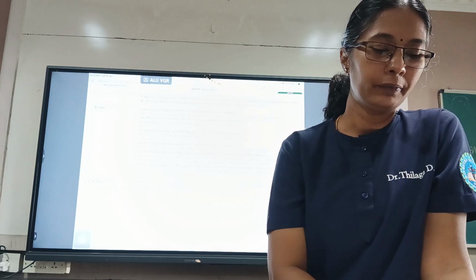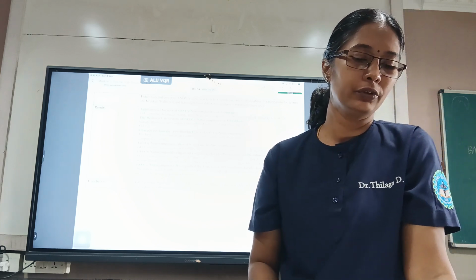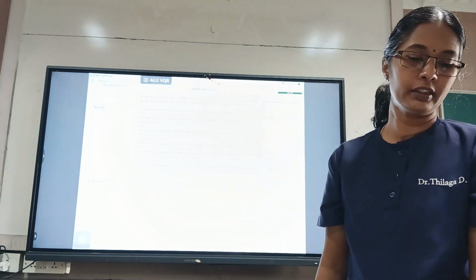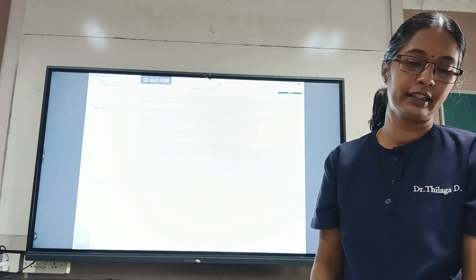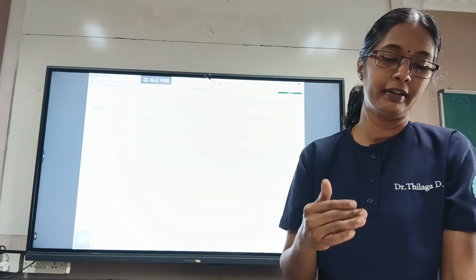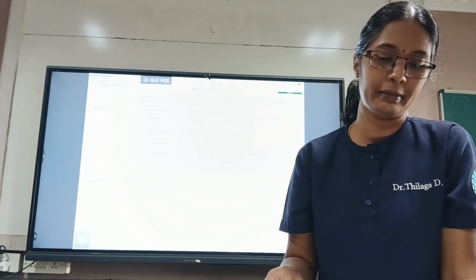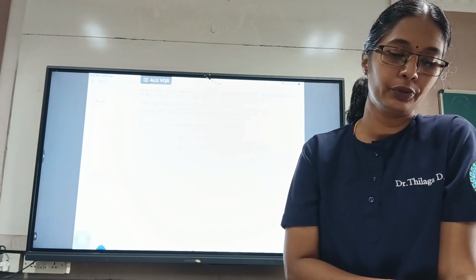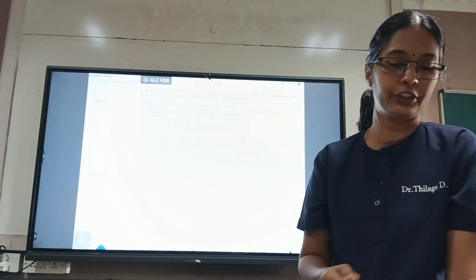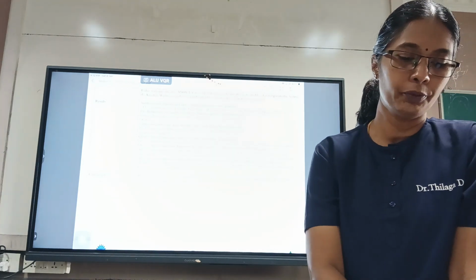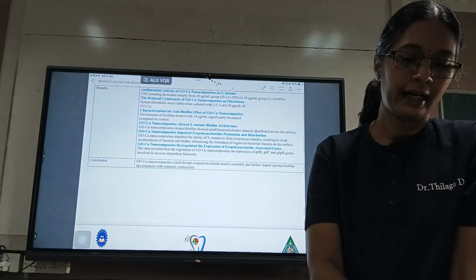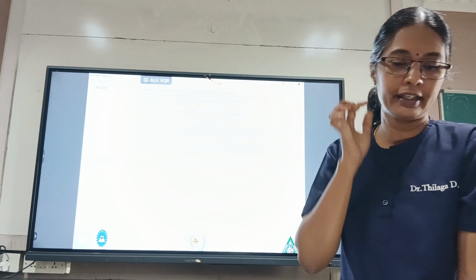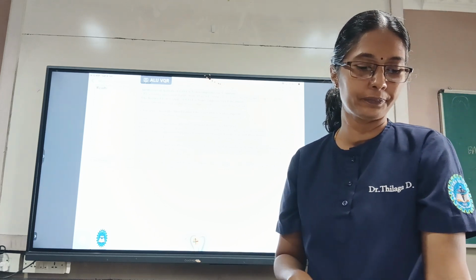The results were on the antibacterial activity of GOCU nanocomposites on S. mutans. The CFU decreased sharply from the 10 microgram per ml group to the 20 microgram per ml group. They also examined the cytotoxicity of GOCU nanocomposites on fibroblasts, and it showed reduced cytotoxicity. The human fibroblast cells were viable at concentrations of 2.5, 5 and 10 microgram per ml of GOCU.